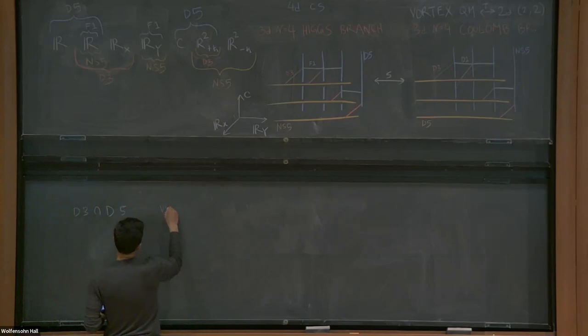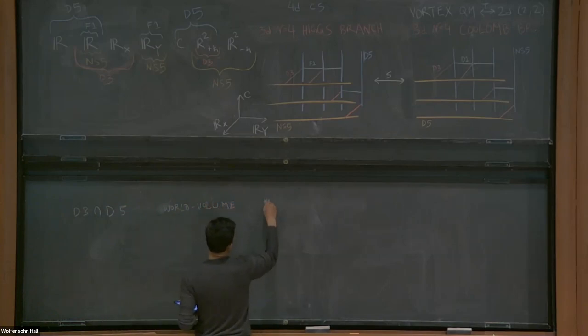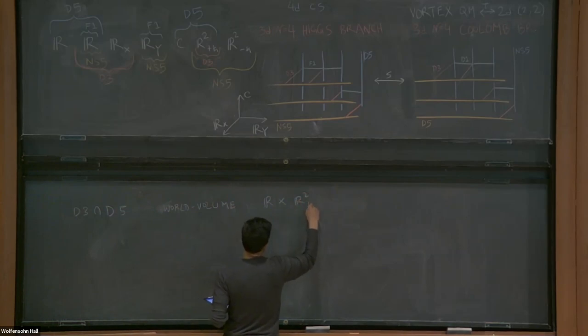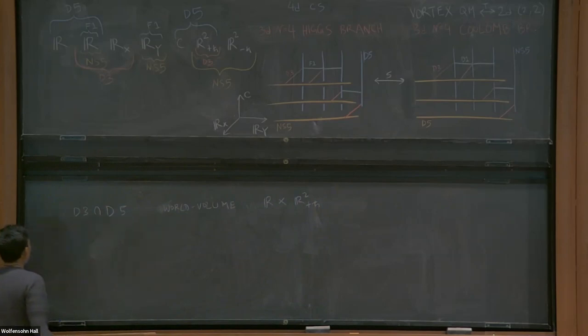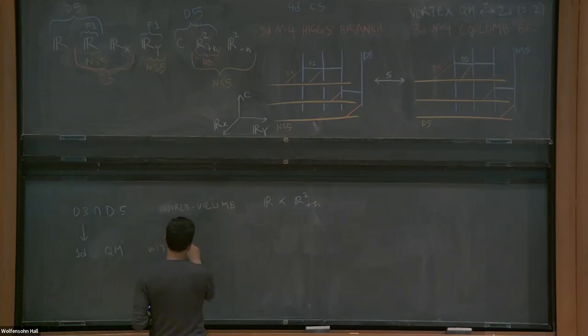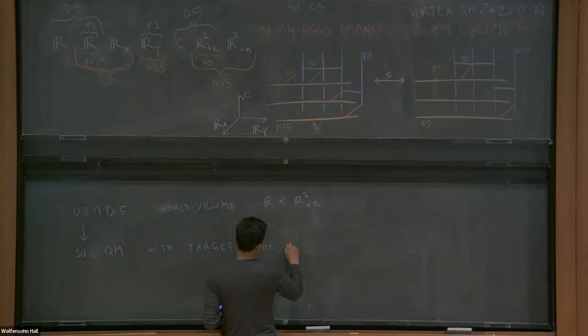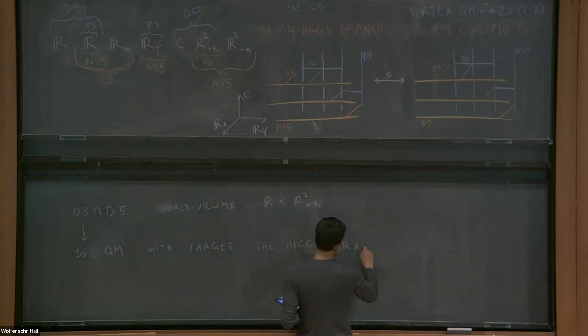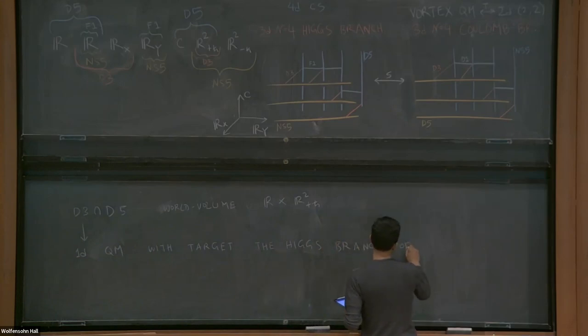So this has a worldvolume which is a line times the omega deformation plane. Once the omega deformation is turned on, this reduces to a one-dimensional theory. In particular, one can show that this reduces to a 1D gauge quantum mechanics with target the Higgs branch of the 3D N=4 theory.